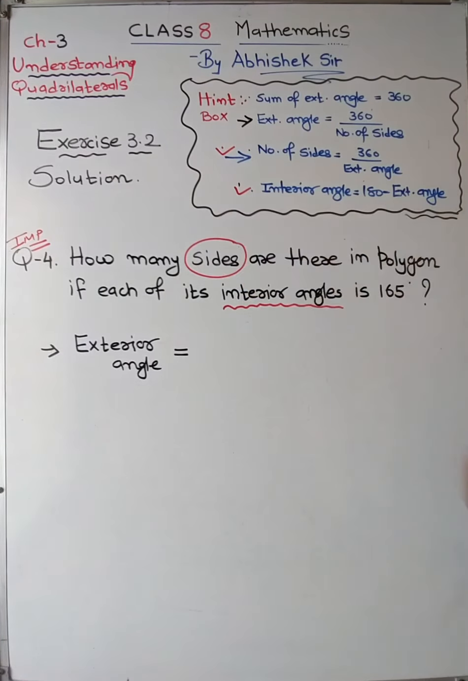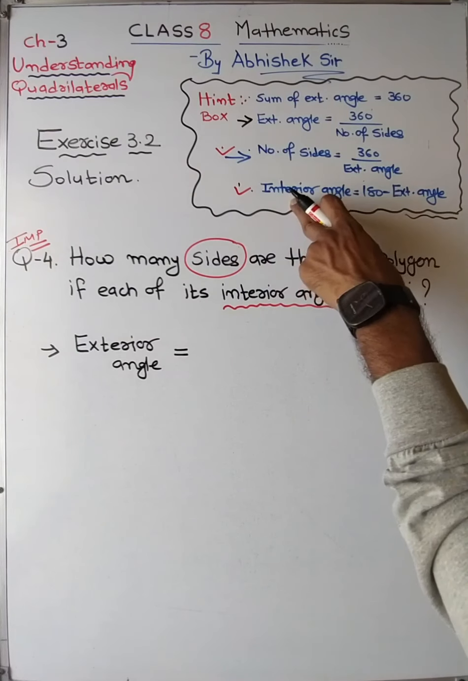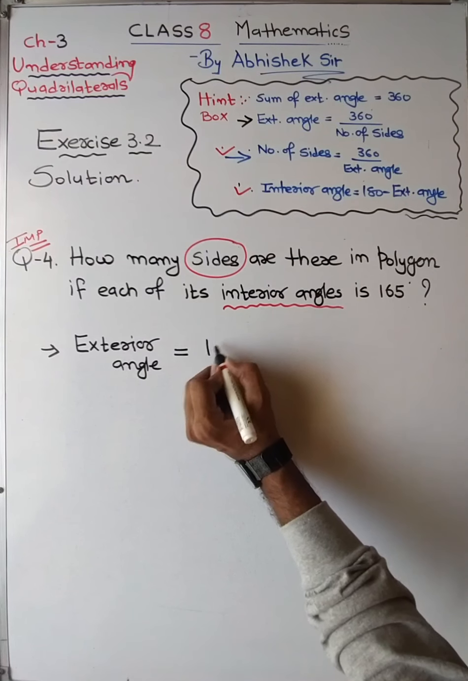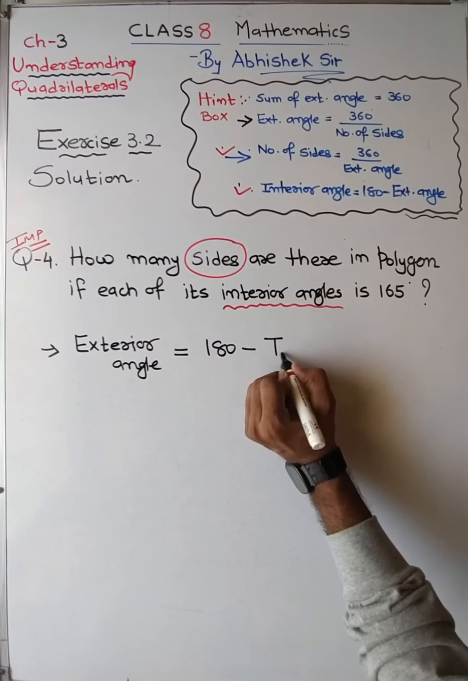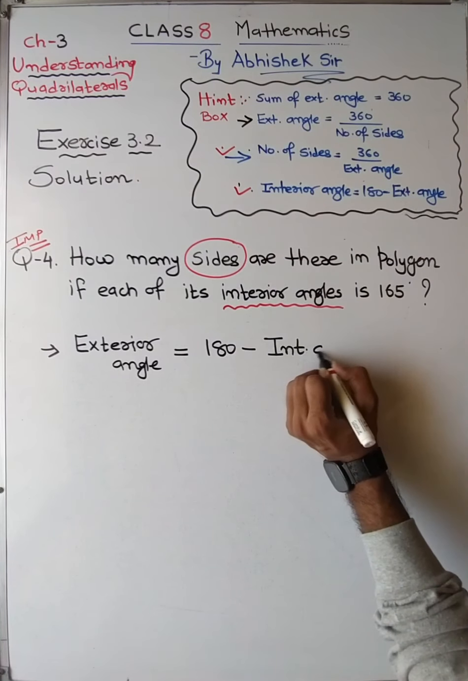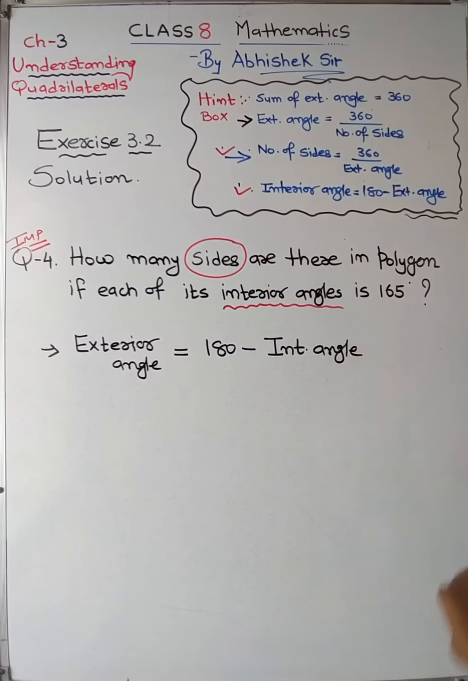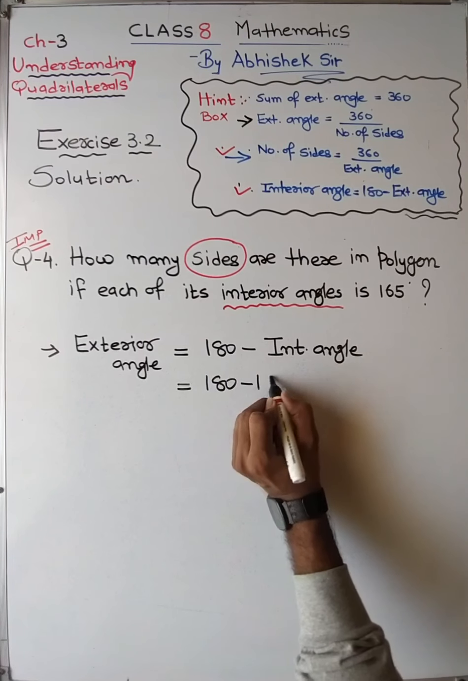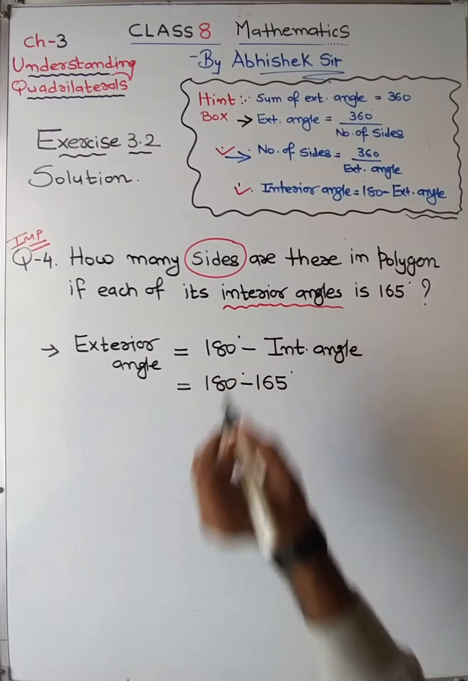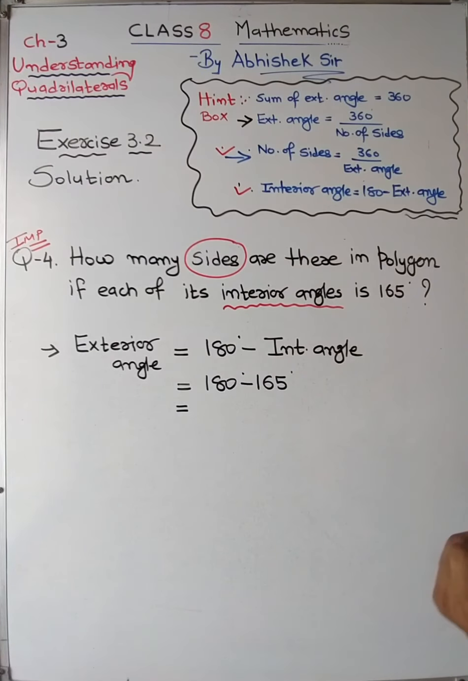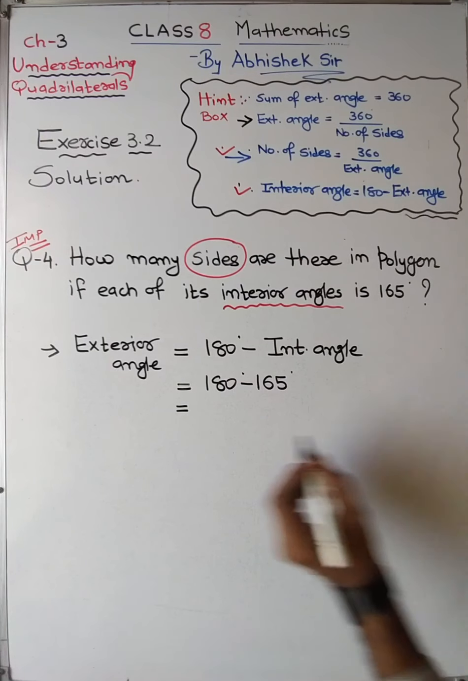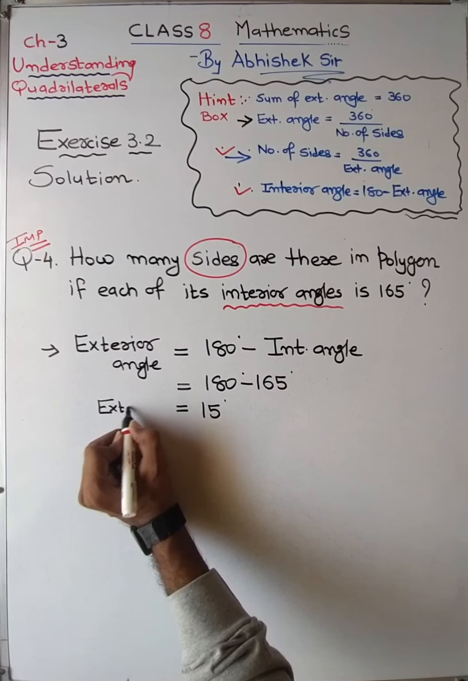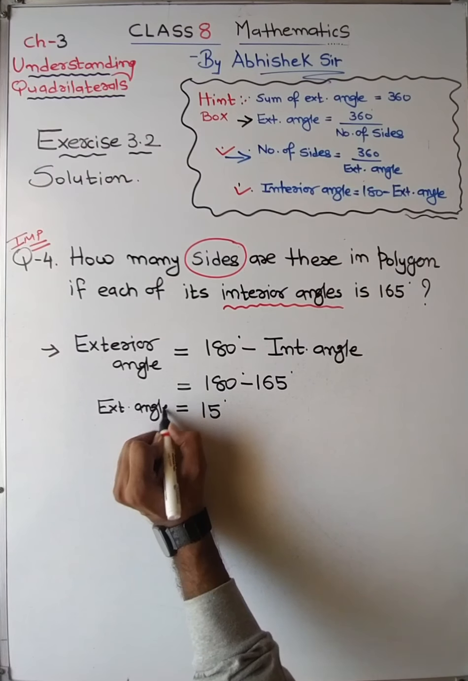Using this property, I have changed interior to this side, exterior on this side. So exterior angle equals 180 minus interior angle. That is how we will get the exterior angle. So 180 minus 165 degree. What will be the answer? 180 minus 165 is nothing but 15 degree. So right now you have got the exterior angle.